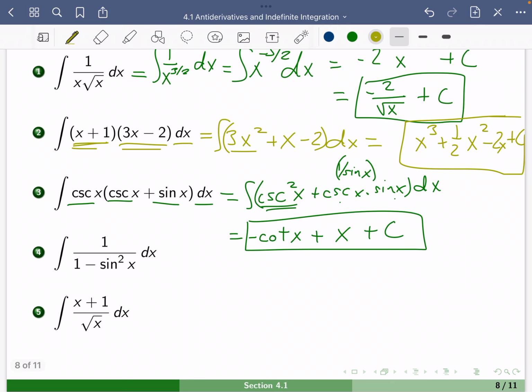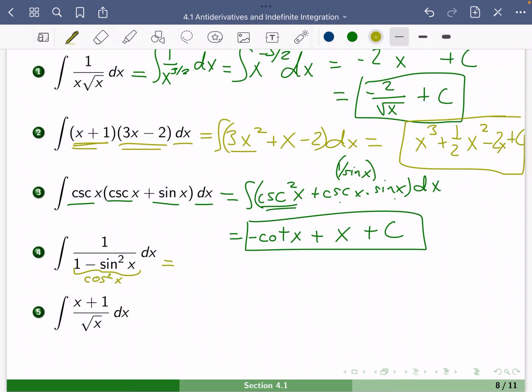All right. Next up, we have 1 over 1 minus sine squared x, and we're integrating that with respect to x. So what are we going to do with that? Well, part of what makes this tricky is we have a 1 minus sine squared in the denominator. If it was just a sine squared, we could handle that, but it's not. So what could we do with that? Well, we could use our Pythagorean identity. So 1 minus sine squared x, that is cosine squared x, right?